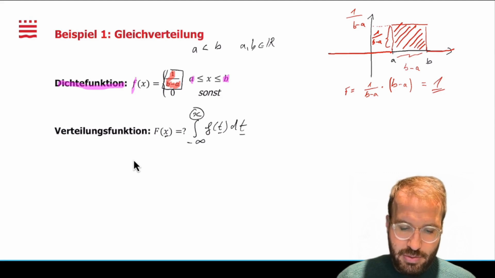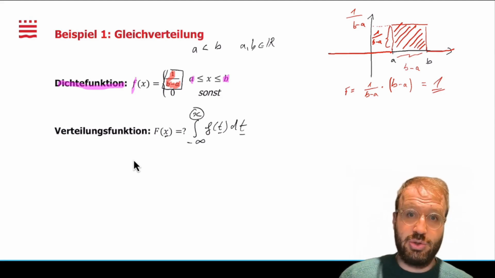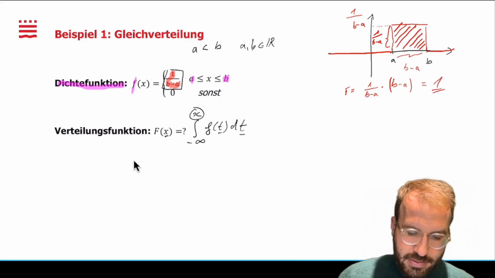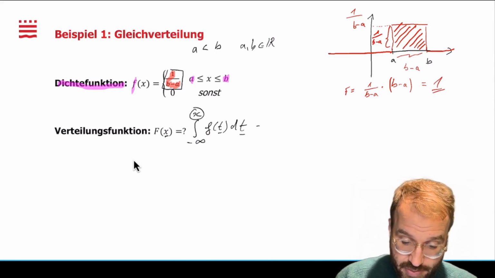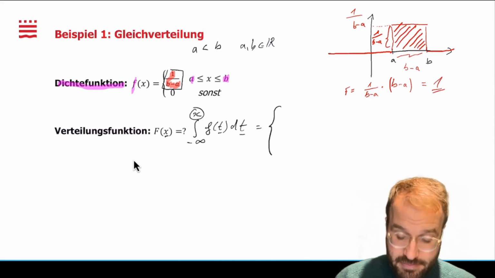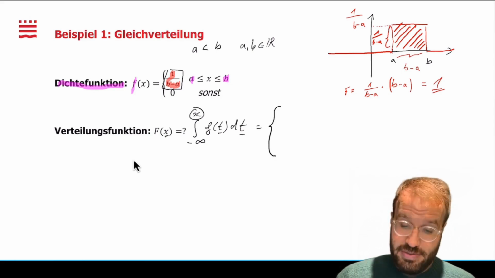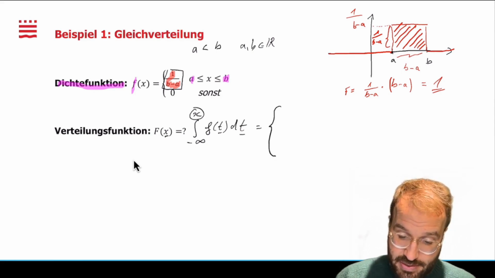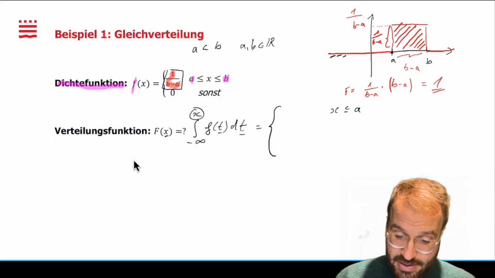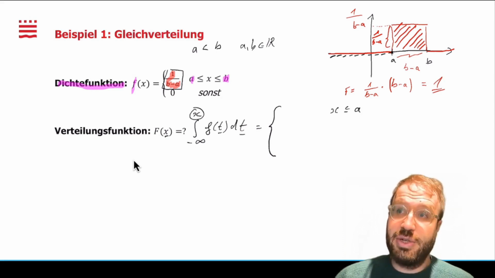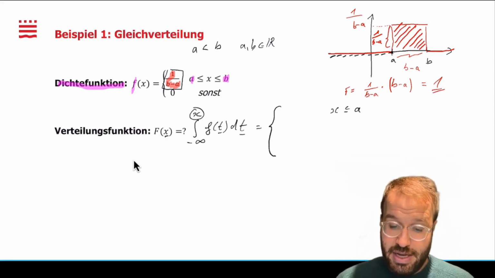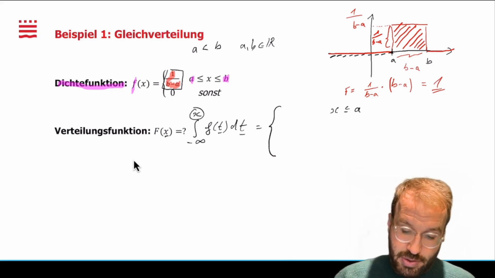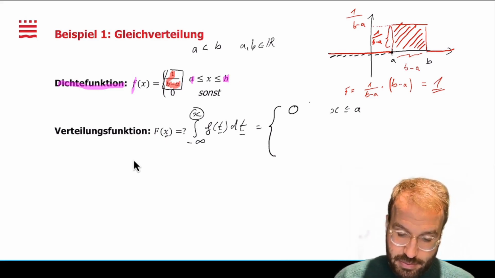And what we see here now is that we have a piecewise defined density function. This means that, in general, the distribution function is also defined piecewise. And I will perhaps write down the sections here. The first section is relatively easy, as it is essentially when x is less than or equal to a. So that is everything that is on this side. And that is relatively simple. So we need to calculate the area from minus infinity to a. However, since the function itself is 0, the area is also 0.